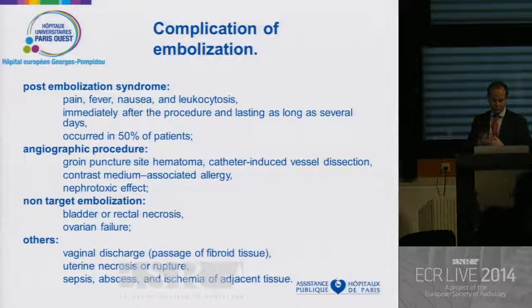Non-target embolization usually results in bladder or rectal necrosis. Bladder necrosis is very well tolerated, usually manifesting only as bleeding in the urine. For rectal necrosis, it could be more tricky to manage. Ovarian failure is also described. And lastly, we have some other complications, mostly related to fibroid tissue: vaginal discharge, uterine necrosis or rupture. Sepsis and abscess are very infrequent.